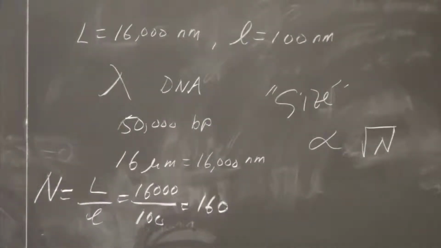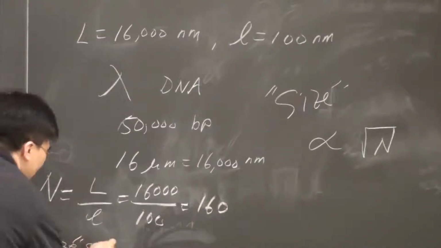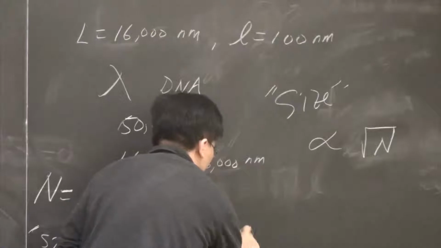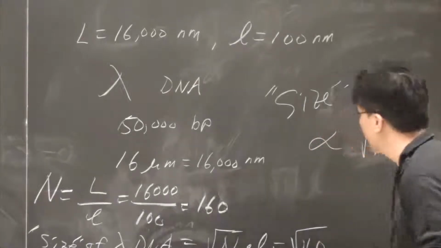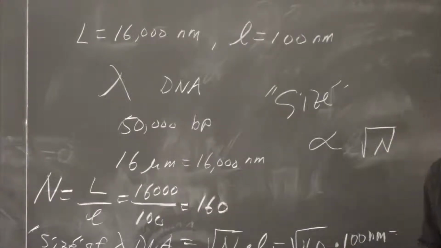So then, what is the typical size of lambda DNA? That will be the square root of n times l. So it will be the square root of 160 times 100 nanometers. What is this number? 4 times the square root of 10. So that's about 12 or 13. 13, right? Yeah, because 13 squared is 169, right? So that's about 13 times 100 nanometers.